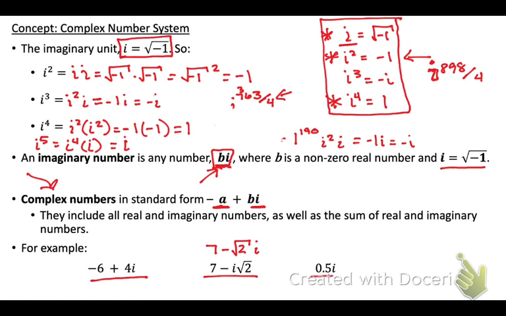This last is not a complex number. It is just an imaginary number. Why is it not a complex number? It doesn't have a real part. And I'm going to keep pushing that. Complex numbers have real and imaginary parts. That is the definition.